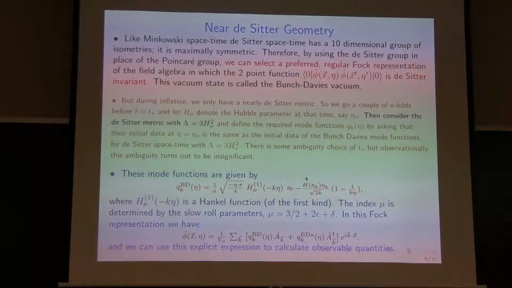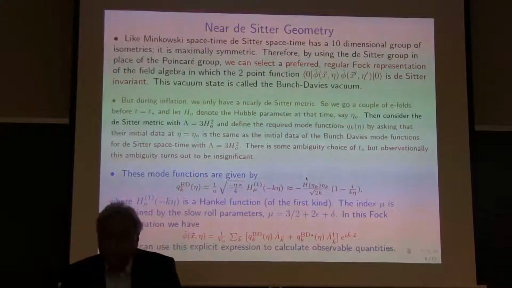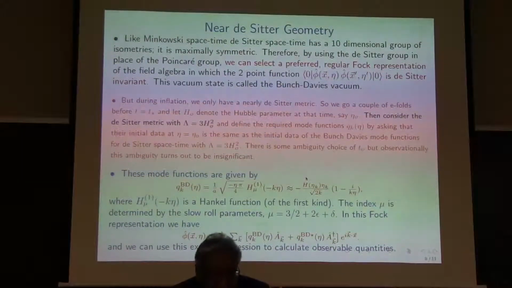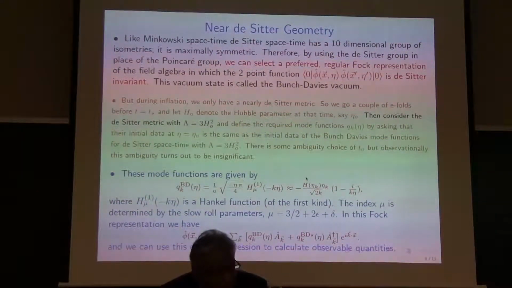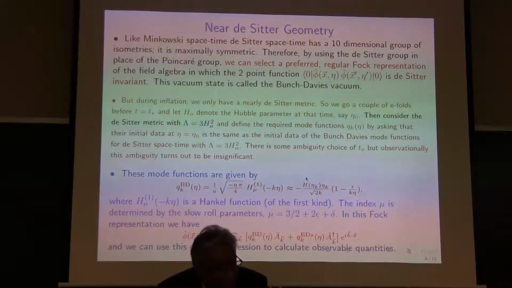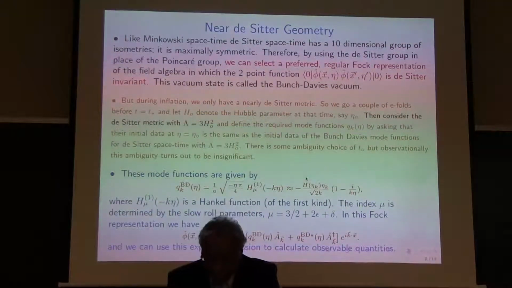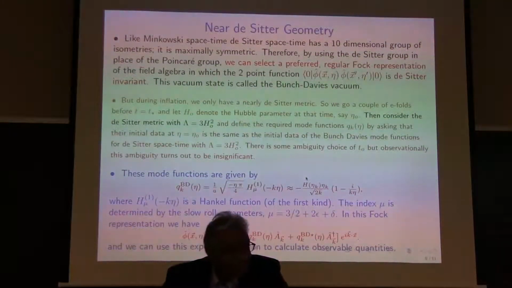So what I'm saying is just the following, that the geometry is not exactly de Sitter, so we go early enough, and then it is approximately de Sitter, and I just use that value of the cosmological constant and construct the Bunch-Davies vacuum. If you like, that Bunch-Davies vacuum is going to be tailored for that instant of time.